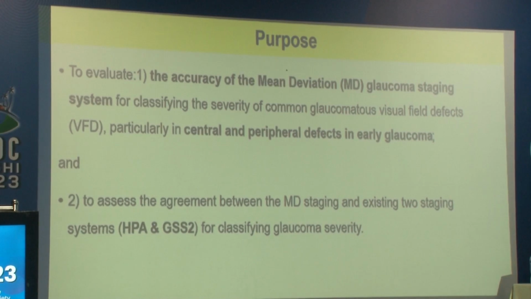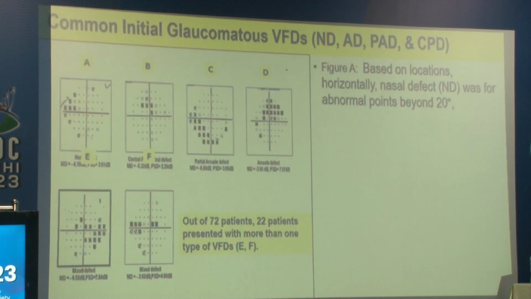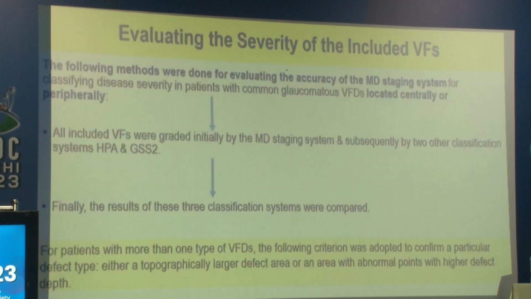classifying glaucoma severity. This retrospective cross-sectional study reviewed the records of 661 patients from 2008 to 2019, and we included 86 eyes of 72 patients with four common initial glaucomatous visual field defects, namely nasal defect, central paracentral defect, partial arcuate defect, and arcuate defect. All these included visual fields were graded initially by the mean deviation staging system and subsequently by two other classification systems, HPA and GSS2. Finally, the results of these three classification systems were compared.